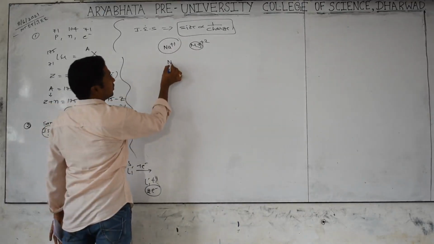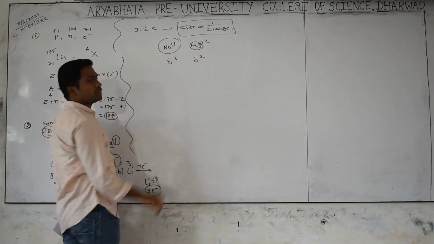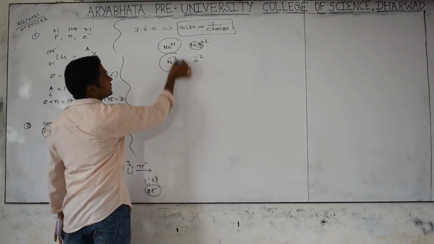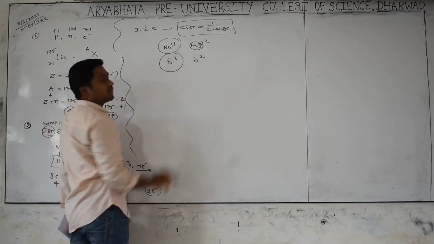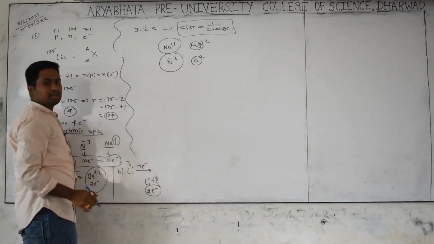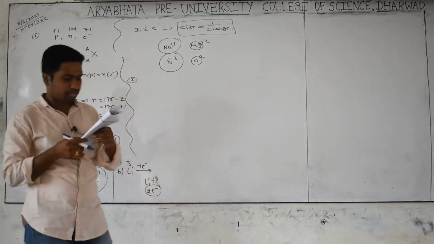Now I will tell you one more thing. N minus 3, O minus 2. Out of minus 2 and minus 3, minus 3 has the smaller charge, which means bigger size. Minus 2 has the bigger charge, so we have smaller size. This is the important bit. Go for the third bit.